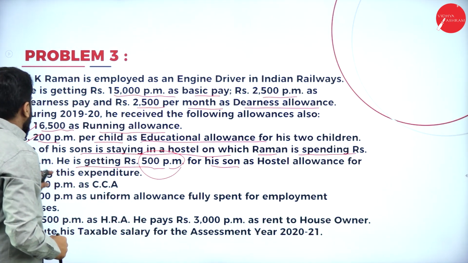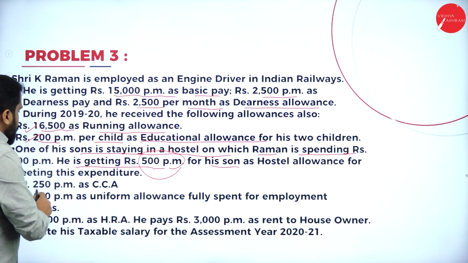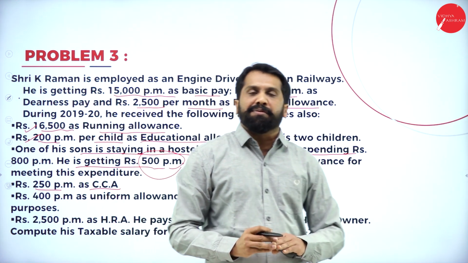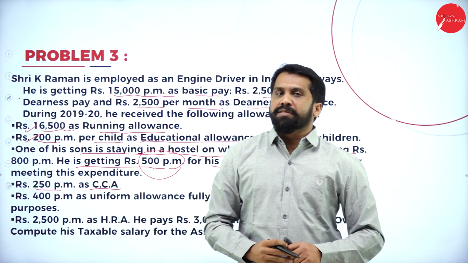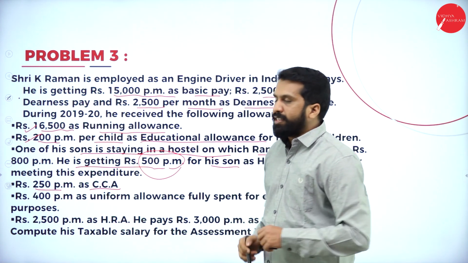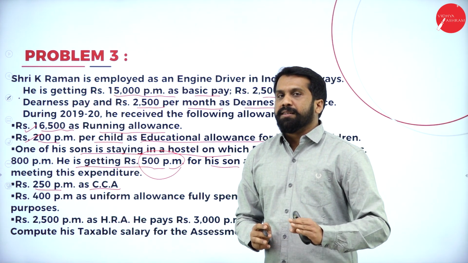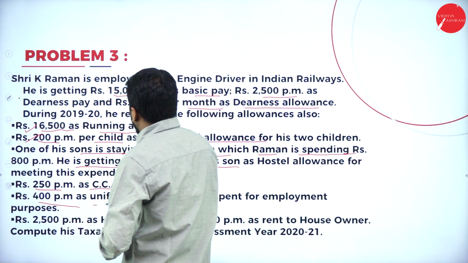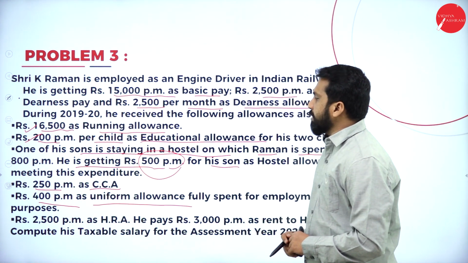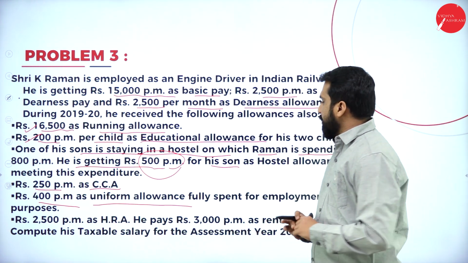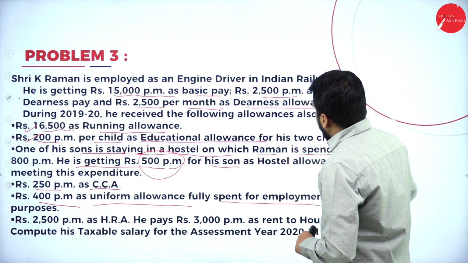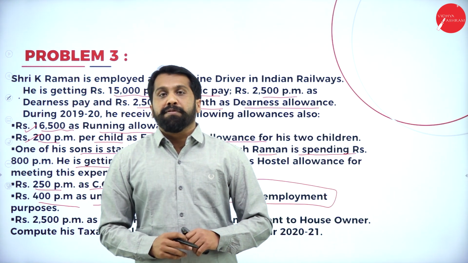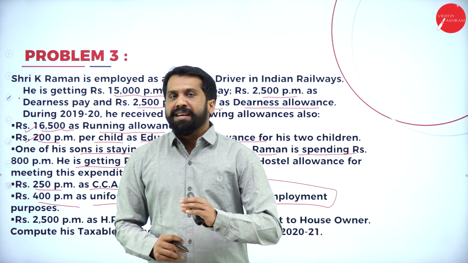Now, this is done. Next, rupees 250 per month as CCA, city compensation allowance. So it is very simple. No exemption for CCA. Wherever you find CCA, just multiply and write. Done. Yes. Next, rupees 400 per month as uniform allowance. 400 per month multiplied with 12. Fully spent for employment. If the uniform expenses are spent for employment, it is completely exempted.